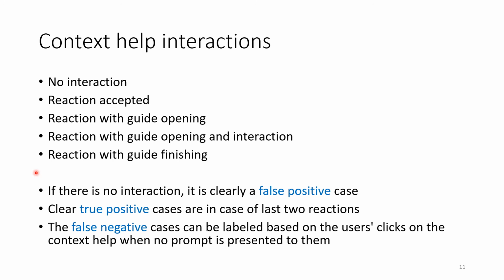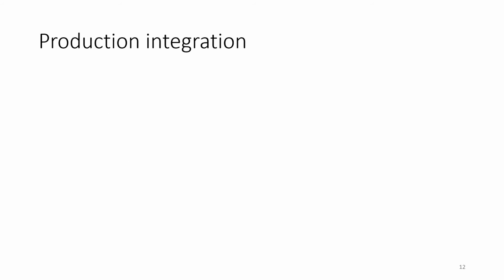The problem is how to get false negative cases. So that is cases when users are confused, but we do not detect that. One of the possible solutions to get these labels is to log when the user clicks on the context help but no prompt is presented to them. Or alternatively, we might ask them questions from time to time whether they are confused, but this might be a lower user experience, so it's not suitable for each application.